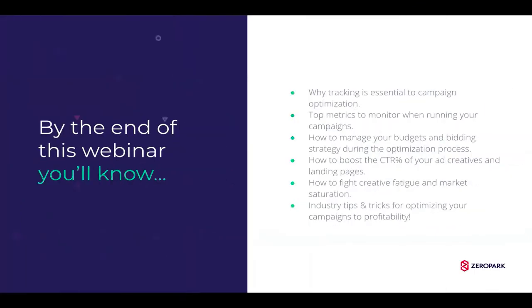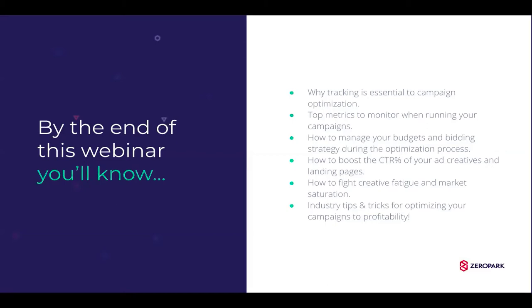Okay, so let's check what we'll learn today. The first thing is why tracking is essential to campaign optimization, top metrics to monitor when running your campaigns, how to manage your budgets and bidding strategy during the optimization process, how to boost the CTR of your ad creatives and landing pages, how to fight creative fatigue and market saturation. And in the end, we will give you some tips and tricks for optimizing your campaigns to profitability.